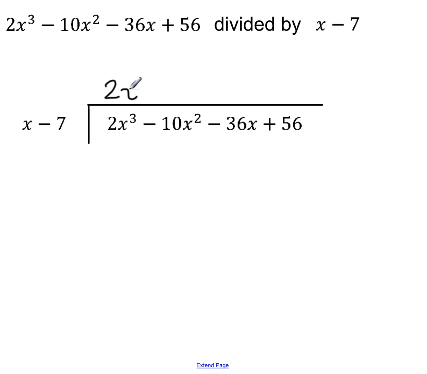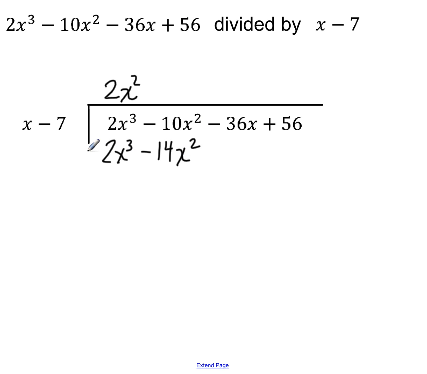So if I put a 2x up here, I know I multiply. Actually, 2x isn't right. See if you can think of my mistake. Because if I multiply 2x times x, I'd get 2x squared, but I need 2x to the third. So this should actually be 2x squared. Now, if I multiply 2x squared times x, I get 2x to the third. If I multiply 2x squared times negative 7, I get negative 14x squared.